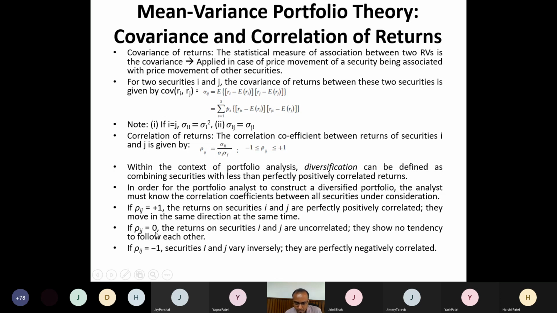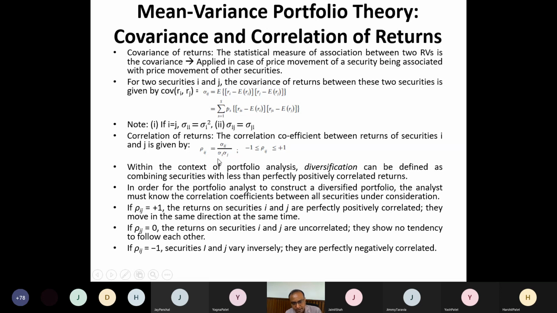So if you have a portfolio, then diversification means you need to minimize the covariance. You need to minimize the correlation coefficient, right? You have to combine securities with less than perfectly positively correlated returns. Okay. So in order to construct a diversified portfolio, the portfolio analyst must know the correlation coefficient between all securities under consideration. So if you have the job of a portfolio analyst or portfolio manager, then you need to analyze your securities with this term.